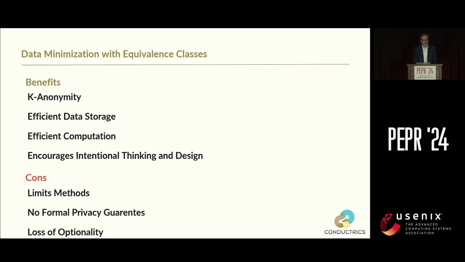So what are the benefits of it? Well, you kind of get K-anon for free in a way, or K-anon-ish for free. It's extremely efficient data storage. It's extremely efficient computation at scale. And as I said before, it encourages intentional thinking, being explicit about exactly what type of data we're collecting and not just collecting everything for its own sake.